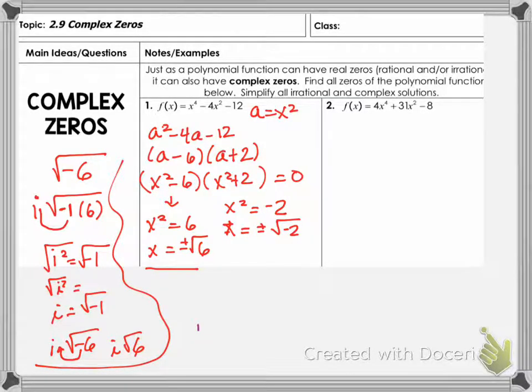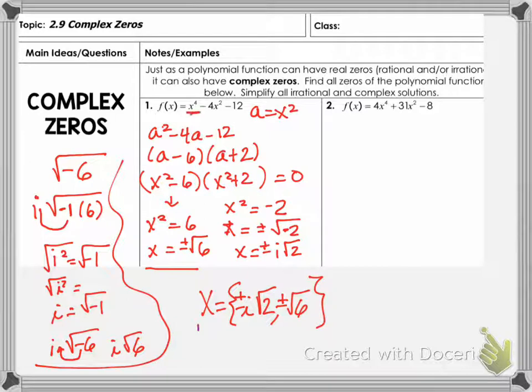So I have a negative 2. That just becomes x equals plus or minus i square root of 2. I took the negative out and turned it into an i. So our answer is x equals plus or minus i square root of 2, and always put the i at the front, and plus or minus the square root of 6. That's your 4 zeros. So we should always get the right amount now. If there's 4, we're going to get 4 answers because we can give every kind of answer now: rational, irrational, and complex.